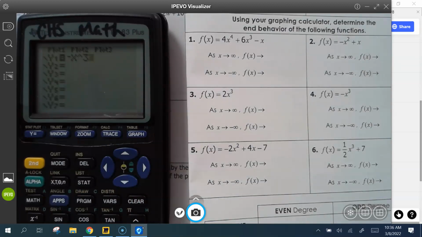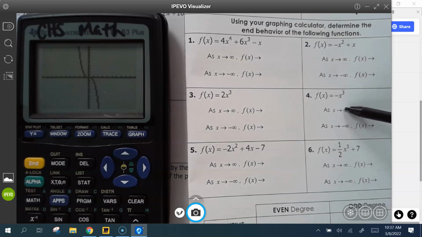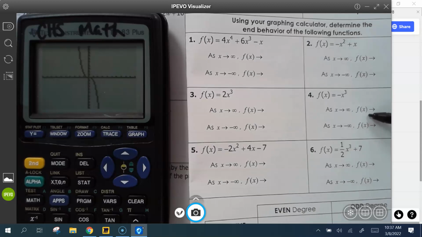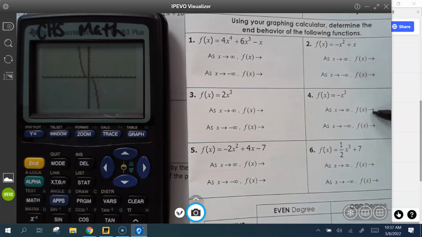It's negative. What does the negative in front do? Reflect over x, right? So it should be flipped. So let's see if that's what happened. Looks the opposite, right? So as x approaches infinity, which means on the right-hand side of the graph, what is it doing? It's going down. So this first one should be negative infinity, right?